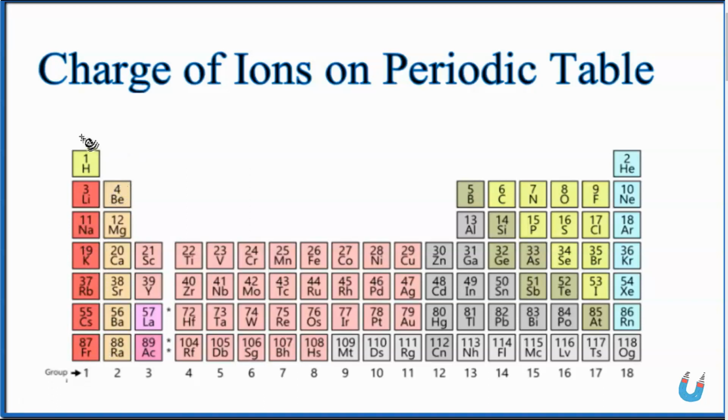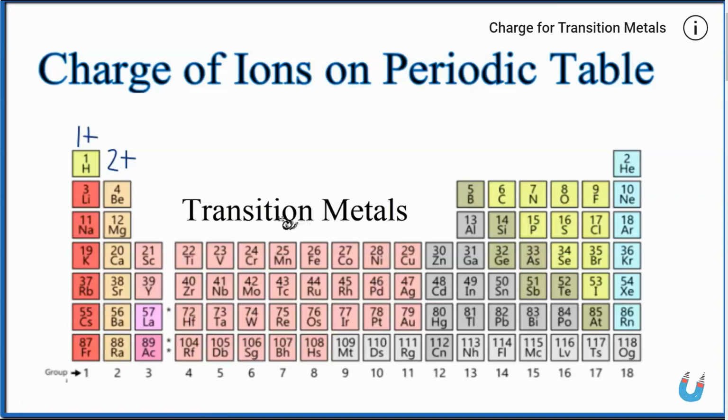In group 1, these are 1 plus. That means all of these will have an ionic charge of 1 plus when they form ions or bond with other compounds. Group 2, 2 plus. We skip all of these. These are the transition metals here, and we skip those because they can have variable charges.